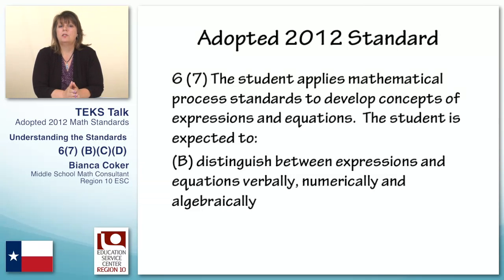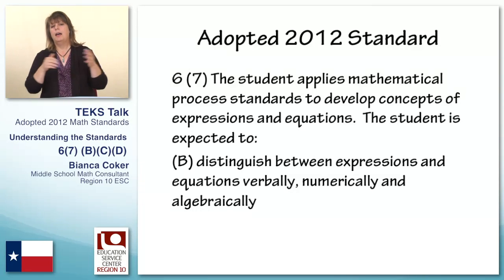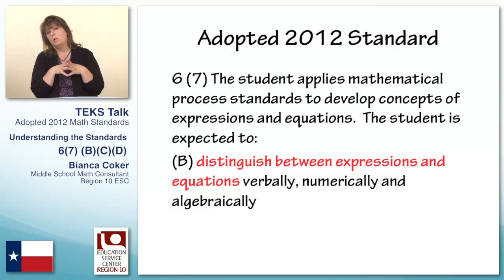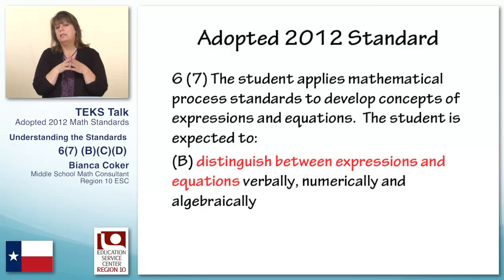6.7b states, the student applies mathematical process standards to develop concepts of expressions and equations. The student is expected to distinguish between expressions and equations verbally, numerically, and algebraically. All right, what does that mean? I focused in on that distinguish between expressions and equations piece. And I'm going to look at that a little bit more detail.